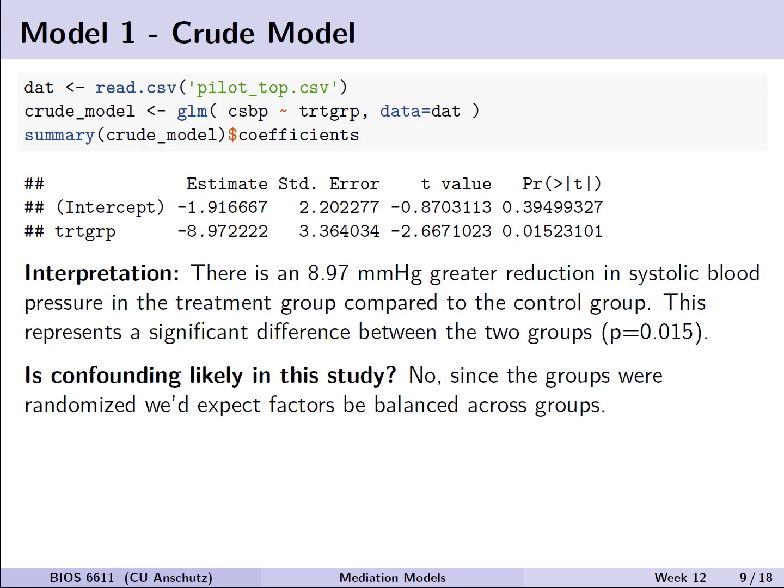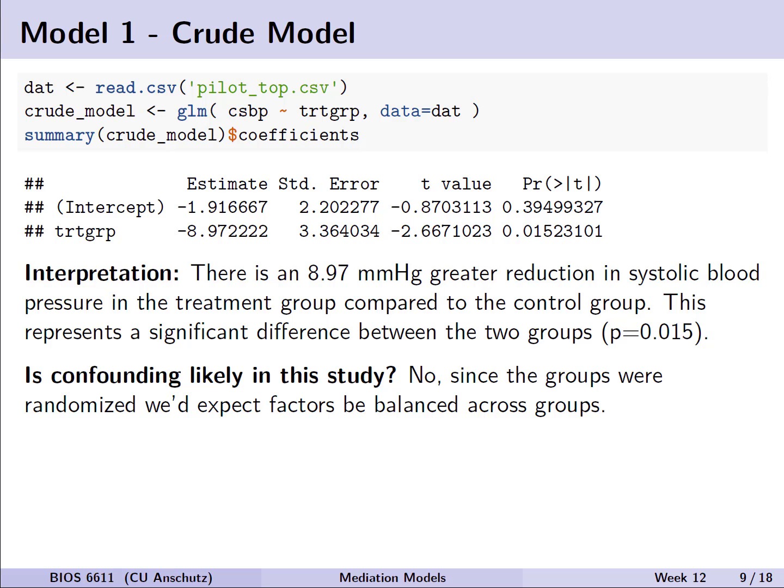So first we fit the Crude model, where we have our outcome of the change in systolic blood pressure with the only predictor being our treatment group indicator variable. Here we see that there is, from our model fit, an 8.97 millimeters of mercury greater reduction in systolic blood pressure in the treatment group compared to the control group over the course of the study. This then, based on our p-value from the coefficient table, represents a significant difference between our 2 groups.